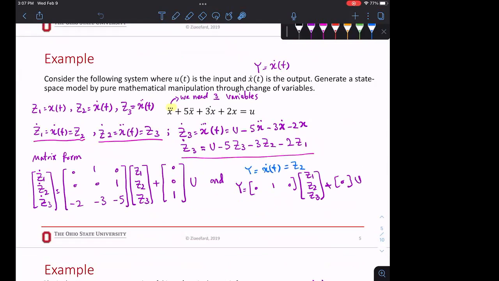I solved another example where we had third order, so we needed 3 variables, right? And then we solved, converted to first order, and then derived the equation. So hopefully you reviewed, or at least remember, what happened last time.